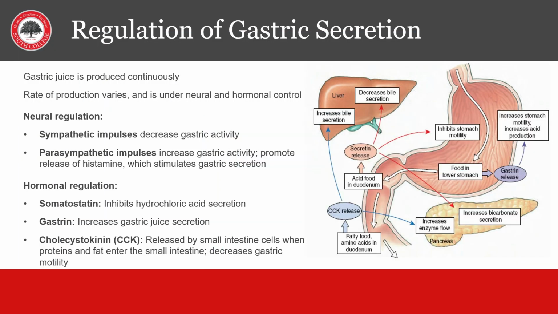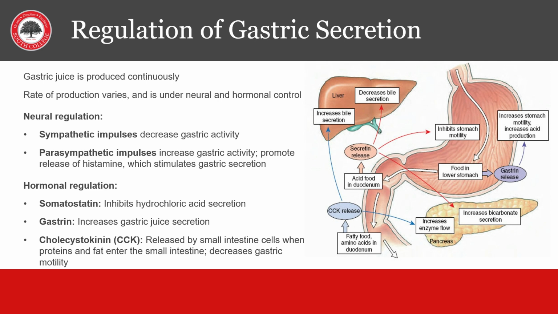Gastric secretion is under both neural and hormonal control. The sympathetic nervous system inhibits gastric secretion while the parasympathetic will increase gastric secretion. This is because the sympathetic nervous system is the fight or flight part of the autonomic or automatic nervous system, which is not under voluntary control, while the parasympathetic nervous system is about maintaining homeostasis, and digestion is part of that process.